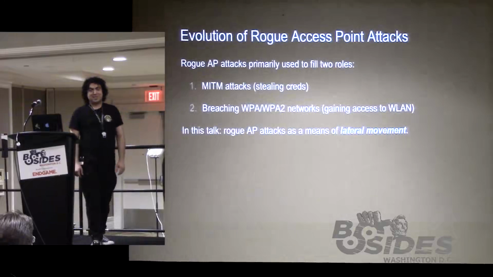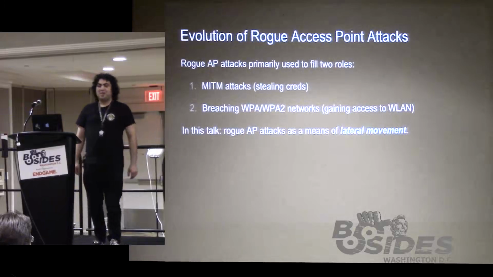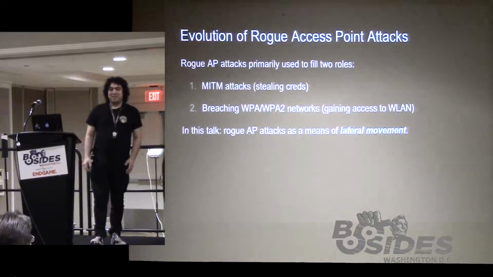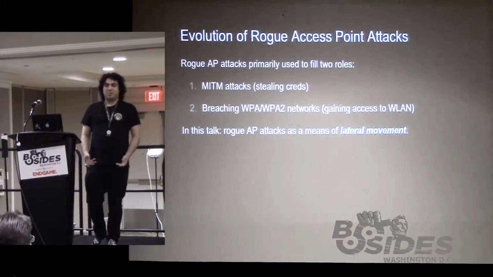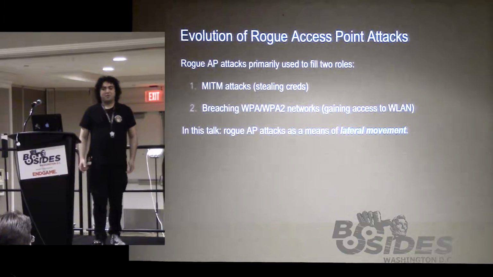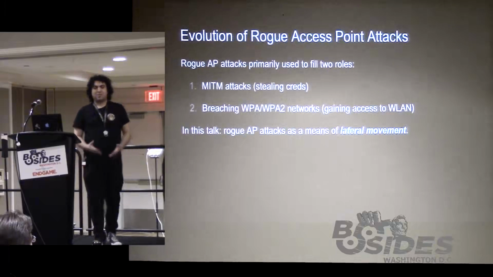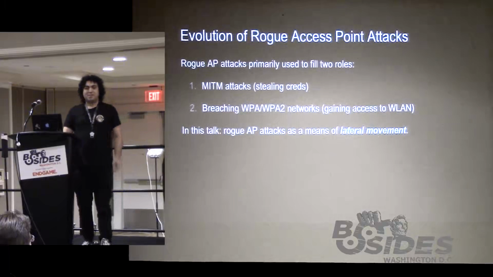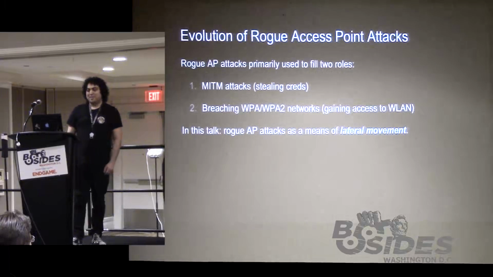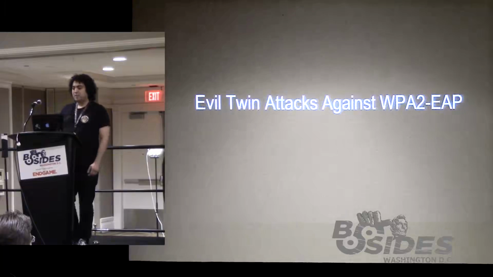So as you can see, there's a pretty rich history of using these kinds of attacks. Rogue AP attacks, however, are primarily used to fill one of two functions. The roles that they fall into are either man-in-the-middle attacks, which you can use to steal credentials for things, or they're used to breach WPA or WPA2 networks, the ones that use EAP. So in this talk, we're going to do something a little bit different. We're going to talk about rogue AP attacks as a means of lateral movement.